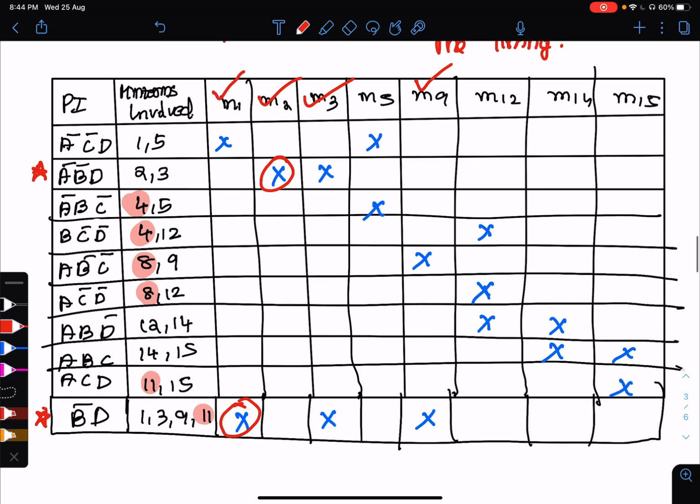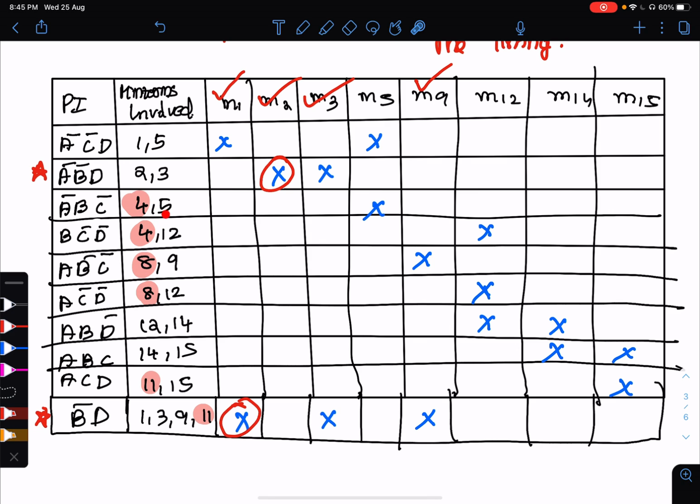M11 is a don't care. So next, M5 is not at all covered. So take the column of M5 and follow the same method. There are 2 possibilities, this or this. We check which will cover the maximum number of minterms. If we select this, 1 and 5 are covered. 1 is already covered, so 5 will be covered additionally. If we select this, 4 is a don't care condition, and 5 will be covered additionally. So you can select either, no problem.